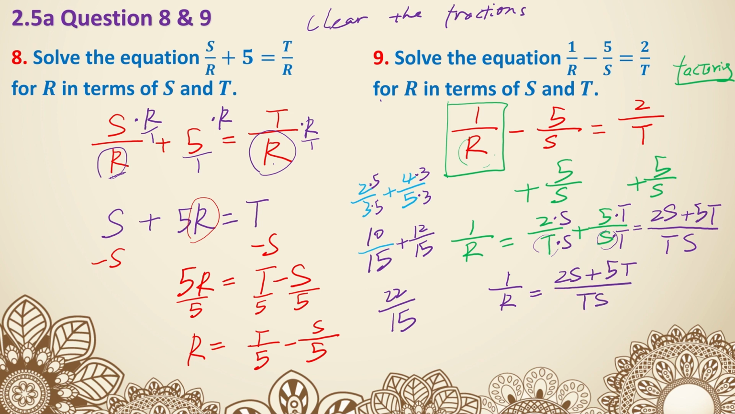Now you see r is on the bottom of the fraction. In order to get r by itself, I just need to completely flip the fraction. So I'm going to flip the left side of the equation and the right side, because whatever I do to the left side, as long as I do the same on the right side, the equation still works. So when I flip it over, r over 1 equals ts, which was on the bottom and now is on the top, over 2s plus 5t, which was on the top and now is on the bottom. So in fact, r just equals ts over 2s plus 5t. There you go. That is the final answer.